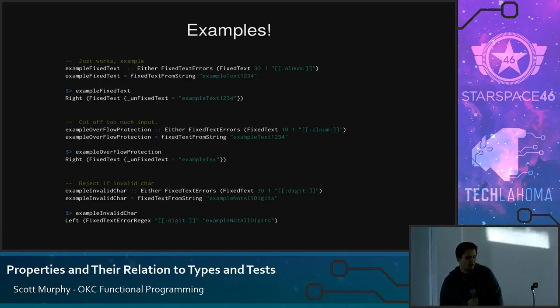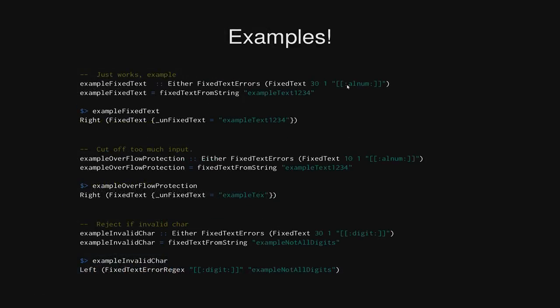Here's a few examples. A fixed text 31 all alphanumeric is created. Example text 1, 2, 3, 4 is a string that's run through our smart constructor and outputs the fixed text type correctly. That's why we have a right instead of a left.